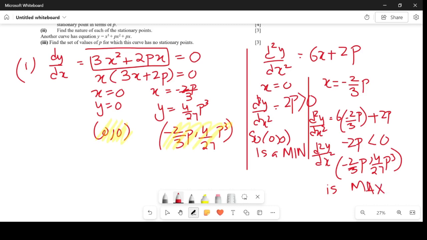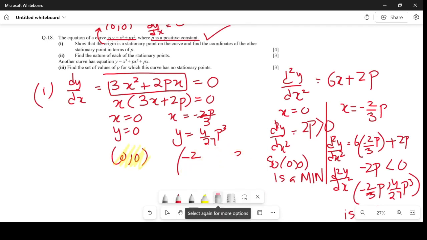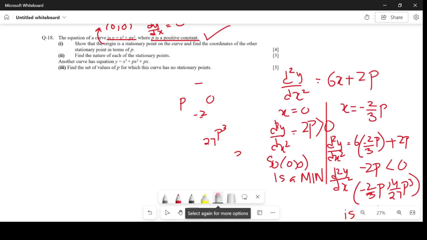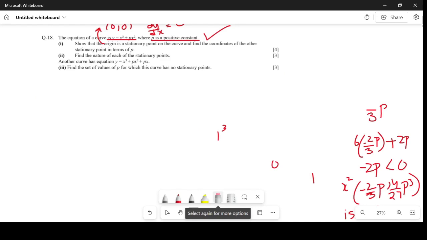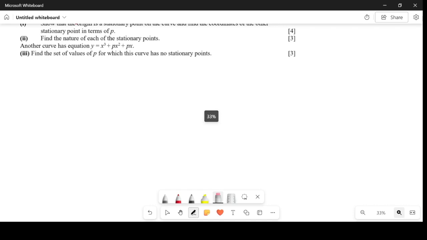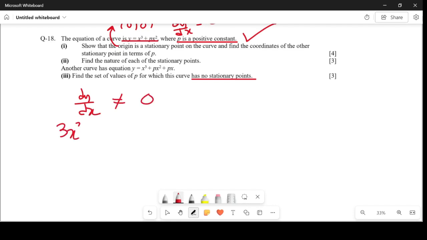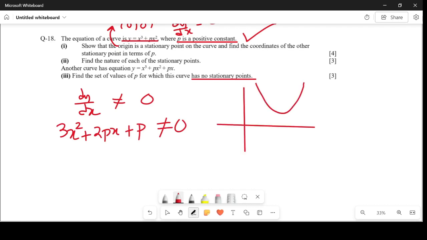Okay. Last part of the question: another curve has equation y equals x cubed plus px squared plus px. Find the set of values of p for which this curve has no stationary points. What is meant by no stationary points? That means the derivative is not going to be equal to 0, so dy by dx should not be equal to 0. Let's find dy by dx: 3x squared plus 2px plus p. This should not be equal to 0. That means wherever this is, it can never touch the x-axis because it's never equal to 0.